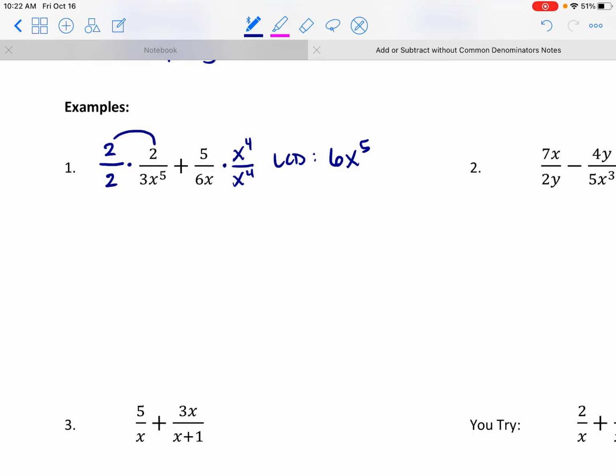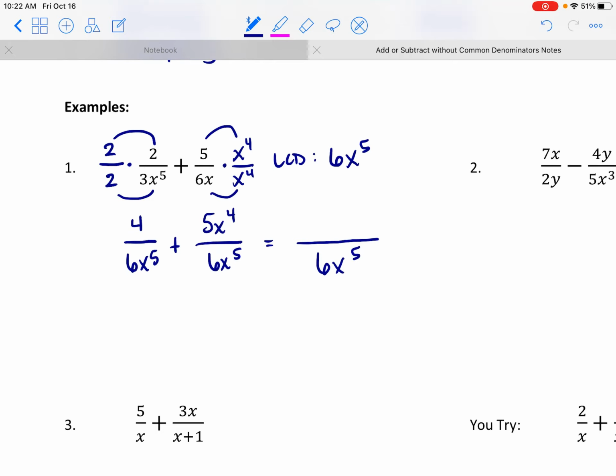This is going to give me 4 over 6x to the 5th, plus this is going to give me 5x to the 4th over 6x to the 5th. And now we're in good shape. We've got our common denominators. So now we can keep our common denominator and then try to combine the like terms from the numerators. Now, I can't actually combine a 4 or a 5x to the 4th, so I'm going to bring both of those terms over, and I'm going to bring them over in descending order, and then see if this is a fraction that I can simplify.